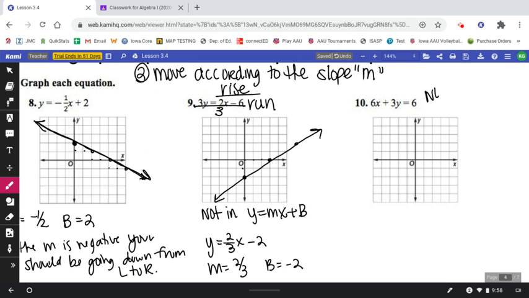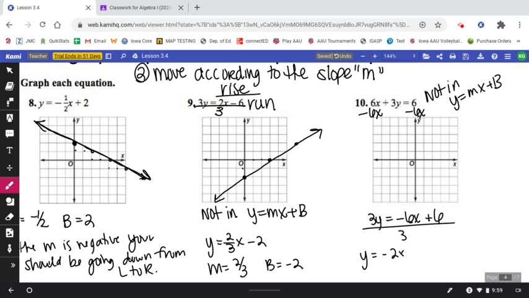Number 10 is also not in y equals mx plus b. So first thing I'm going to do is subtract 6x from both sides. So that would give me 3y equals -6x plus 6. Then divide everything by 3. So y equals -2x plus 2. So my slope is -2 or -2 over 1, and my intercept is 2.